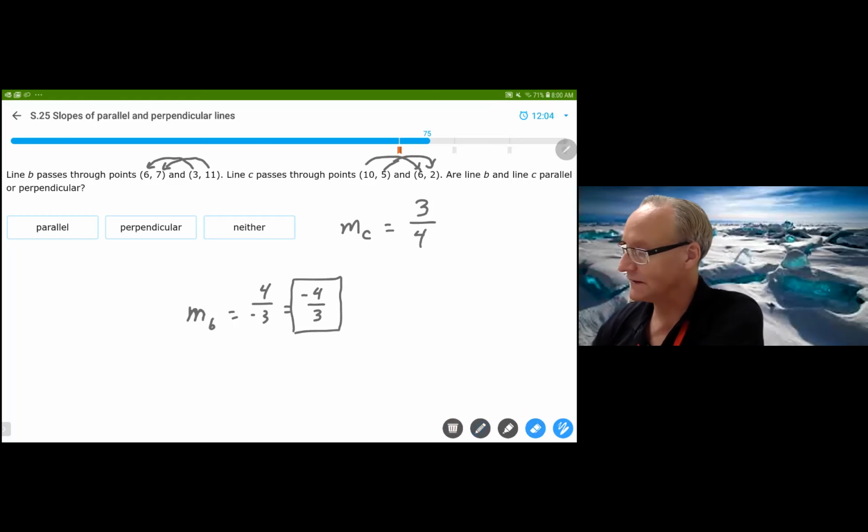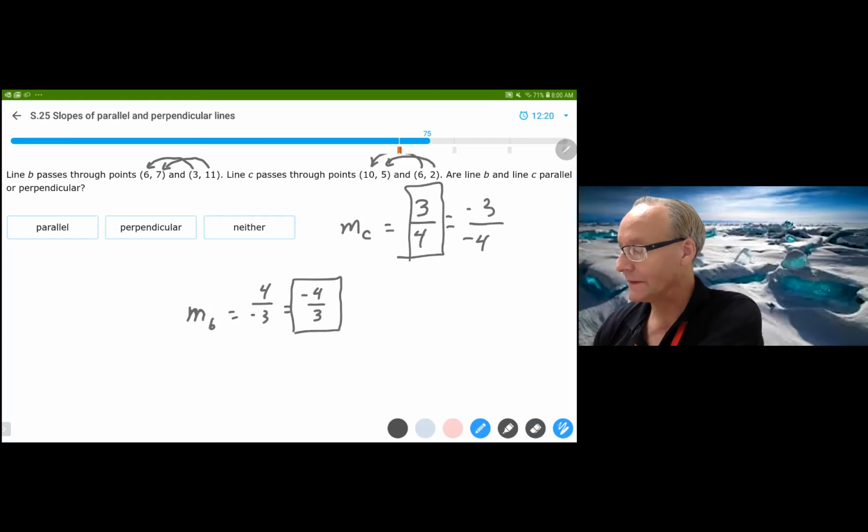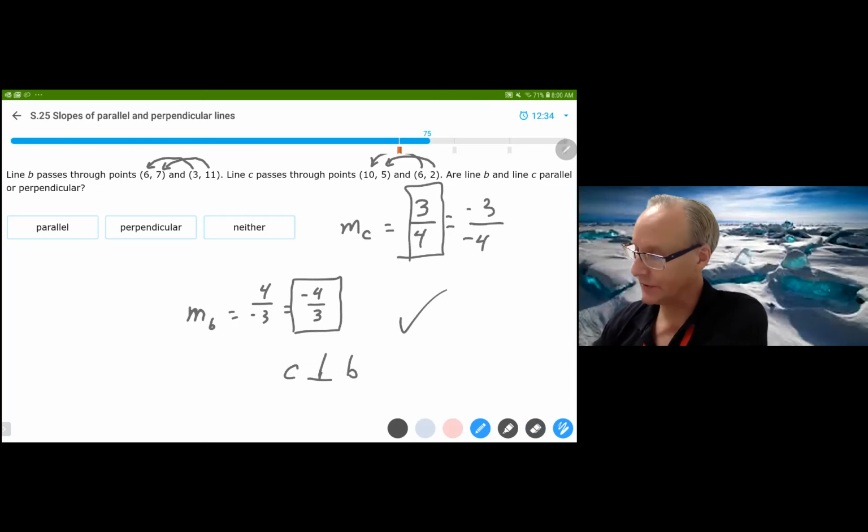Now, suppose I did decide to go the other way. I just want to show you. What if I did it this way? 2 minus 5 is -3, and 6 minus 10 is -4. And notice that they are equal to one another. So this is a much better answer, isn't it? Now, are these negative reciprocals? If you multiply them together, do you get -1? And yes, you do. So that means that C is perpendicular to line B. Sorry, I didn't quite finish that. Got it? Perpendicular.